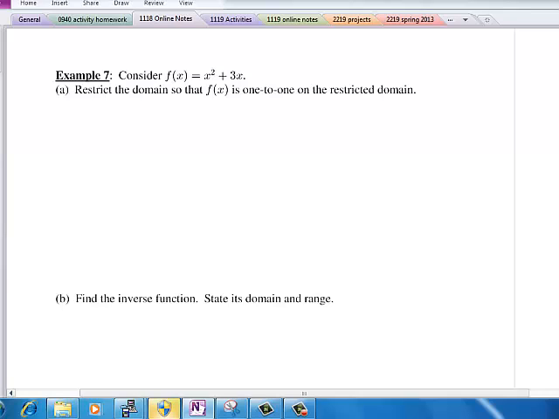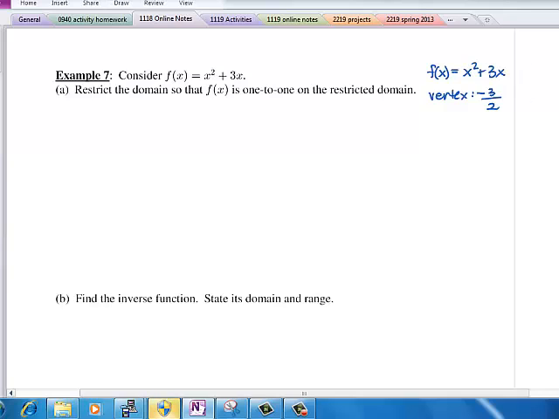Example 7 is similar, except that we're starting with the parabola and then working our way toward the square root function. It's a little more complicated. So consider this function, f of x equals x squared plus 3x. Let's think about the graph of f. So the vertex would be opposite of b over 2a, so negative 3/2.